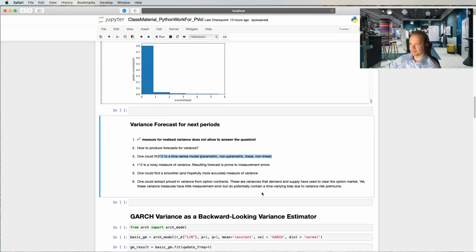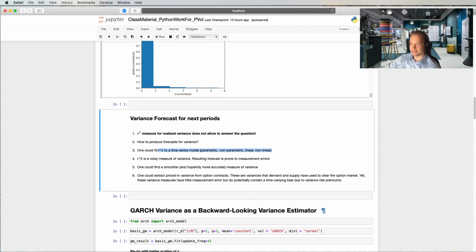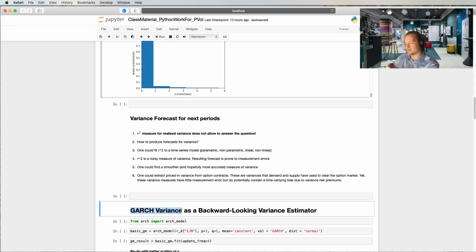Okay. The next thing we want to do is look at the GARCH variance. Last week, we also talked about the concept of a GARCH. And now let's take the GARCH variance as a backward-looking variance estimator.